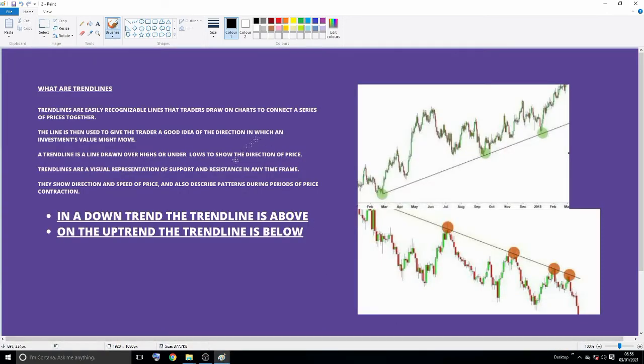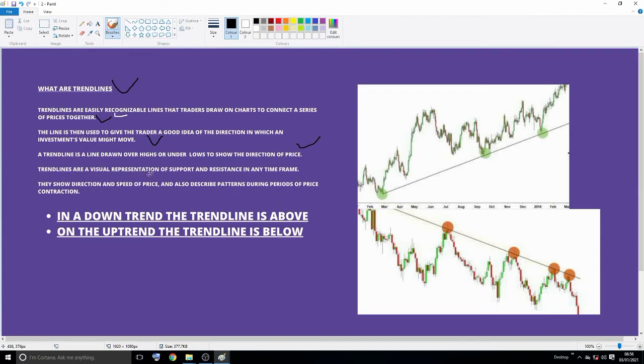So what are trend lines? Trend lines are easily recognizable lines that traders draw on a chart to connect a series of prices together. The line is then used to give a trader a good idea of a direction in which investment value might move. A trend line is a line drawn over highs or under lows to show a direction of the price.